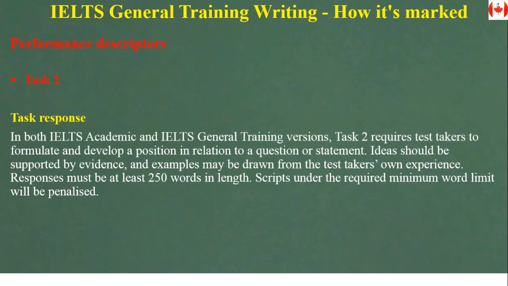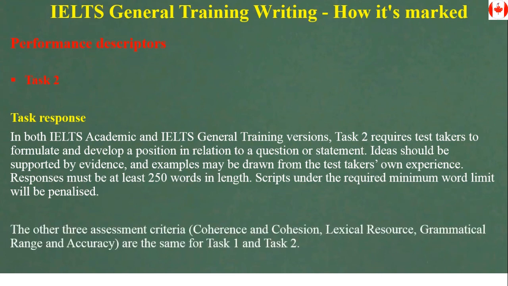In both IELTS Academic and IELTS General Training versions, task number 2 requires test takers to formulate and develop a proposition in relation to a question or statement. Ideas should be supported by evidence, and examples may be drawn from the test taker's own experience. Responses must be at least 250 words in length. Scripts under the required minimum word limit will be penalized. The other 3 assessment criteria, coherence and cohesion, lexical resource, grammatical range and accuracy, are the same for task 1 and task 2.